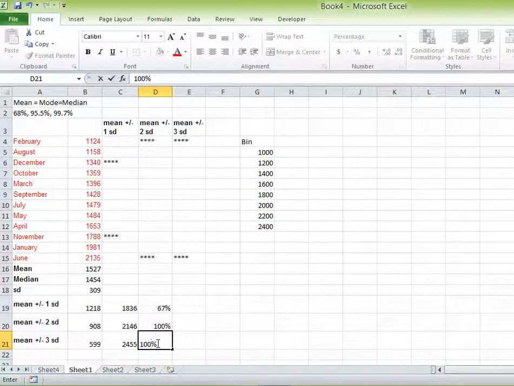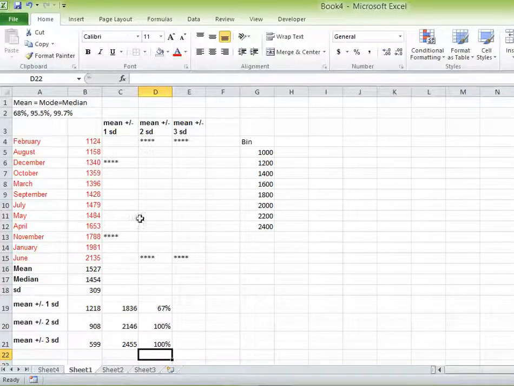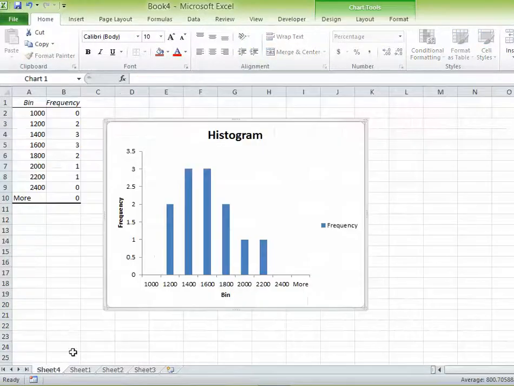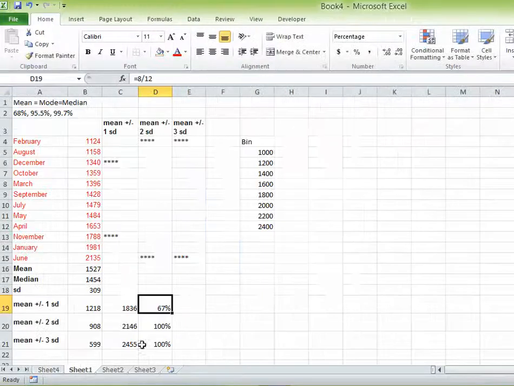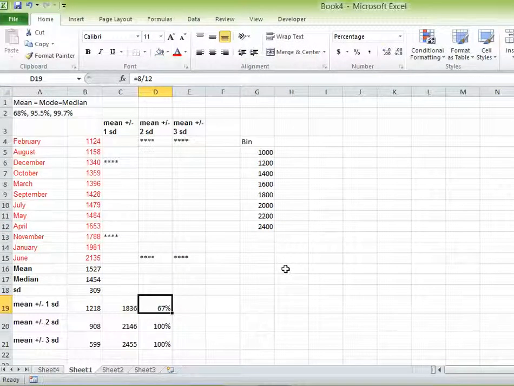Okay, so what does this show us? Well, let's see. We were looking for 68%, 95.5, and 97.7. Well, that's real close to 97.7, and perhaps our mean plus or minus 2 standard deviations is a little bit off. But hey, it's not far, and that 67 is real close. Let's go back. Look at our histogram. 1500 was our mean. Yeah, pretty bell-shaped, isn't it? I would say so. So there we have it.